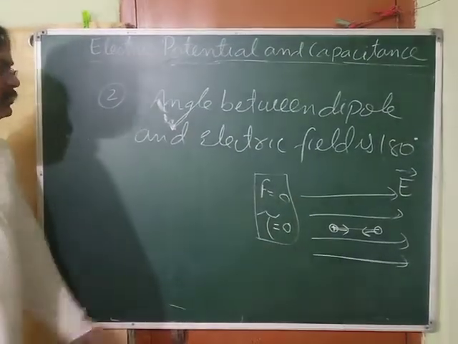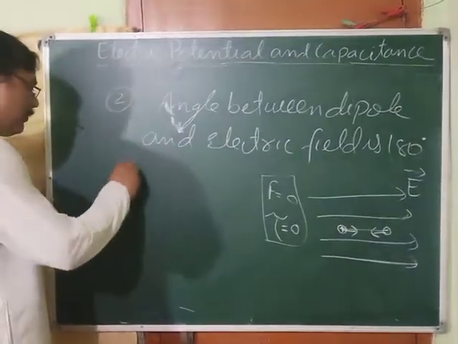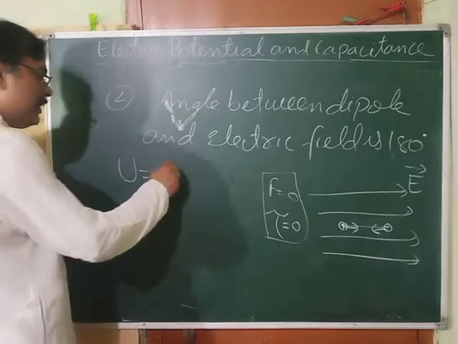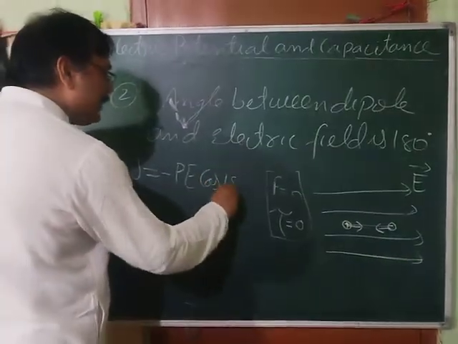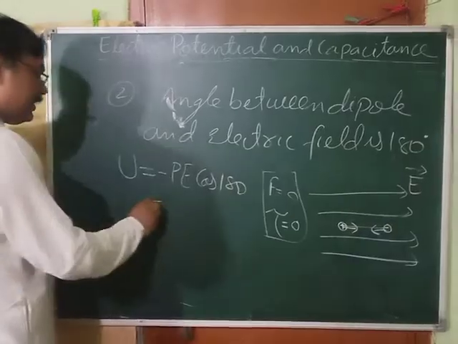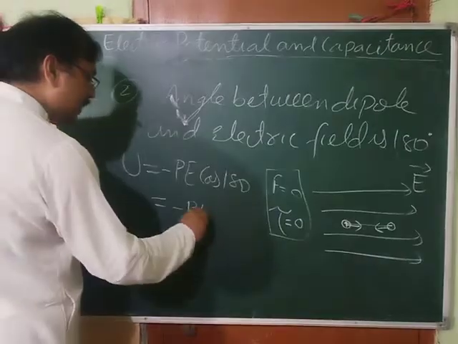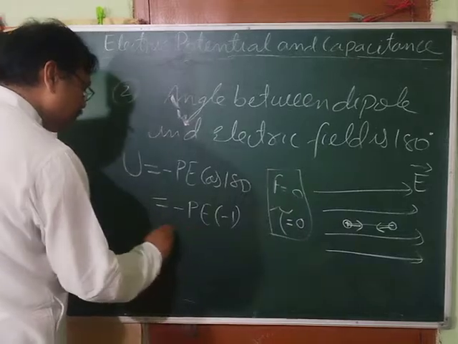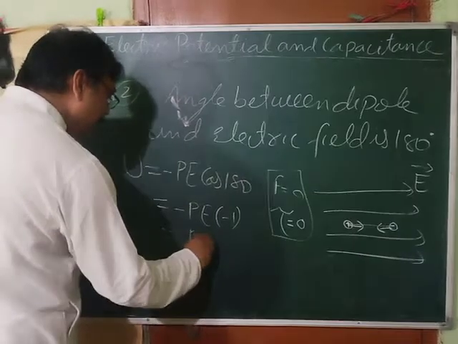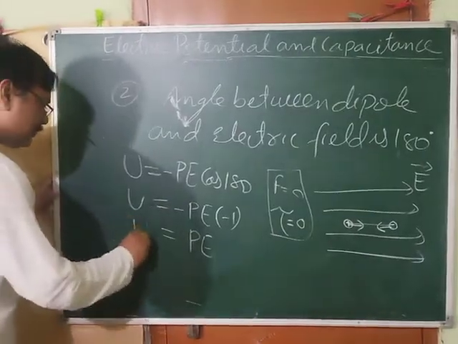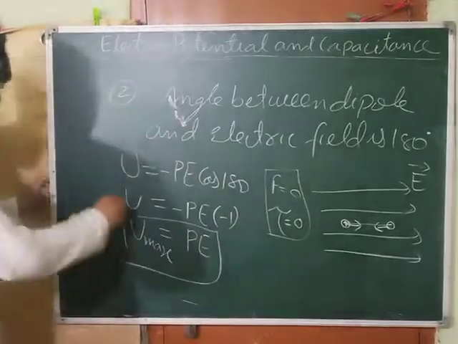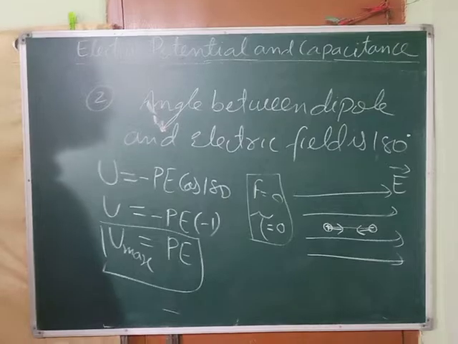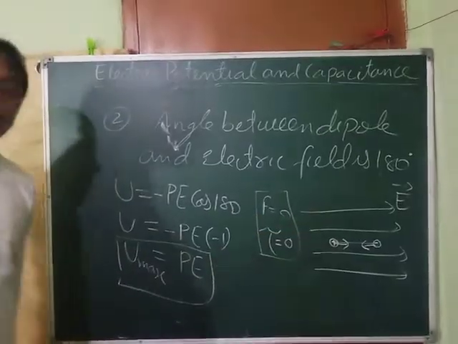Okay. So what can we find here? What will be the value of potential energy? Let's see. Minus PE cos 180 degrees. What is cos 180 degrees? It is -1. So what will we get? PE. My children, this is the maximum value of electrical potential energy. So in this situation, it has maximum potential energy.